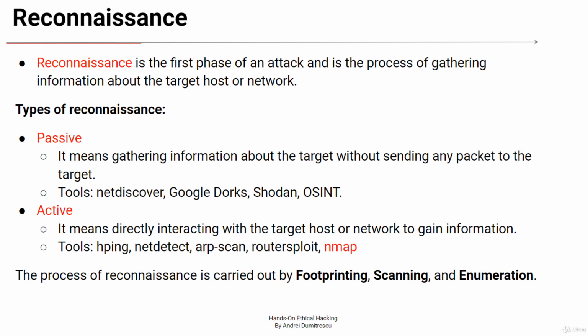Reconnaissance is important for both white and black hat hackers. Ethical hackers use reconnaissance techniques to find and then patch vulnerabilities on their own networks or the networks they audit, while black hat hackers use reconnaissance to discover the vulnerabilities of the target that later will be exploited.